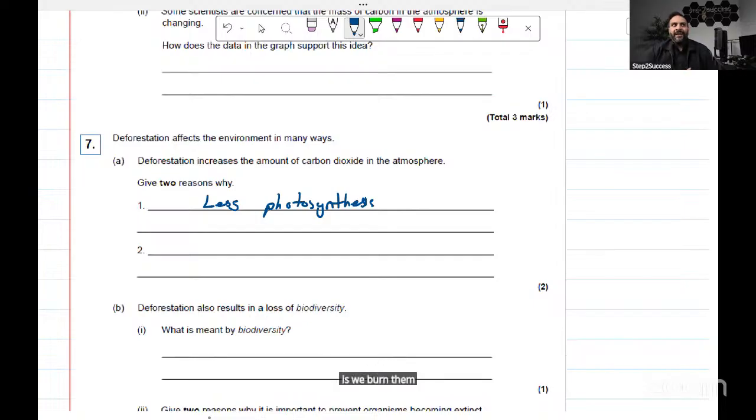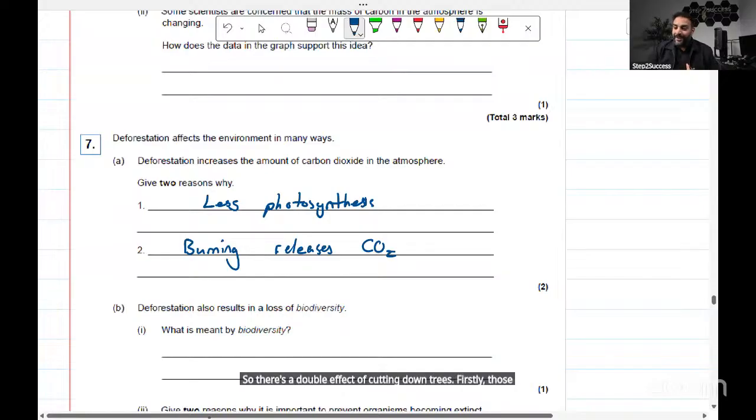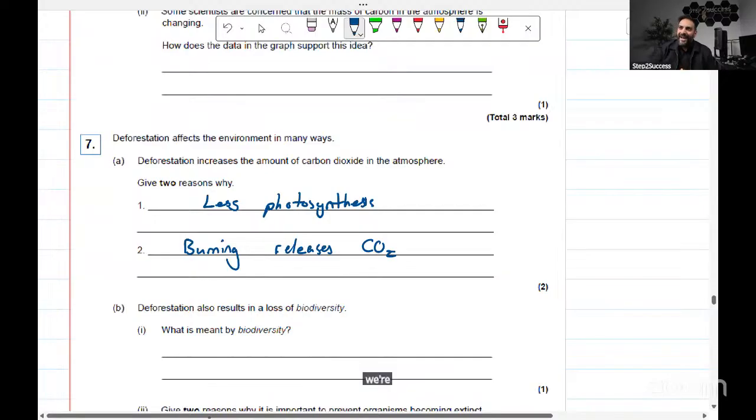And unfortunately, burning those trees also increases the amount of carbon dioxide. So there's a double effect of cutting down trees. Firstly, those trees are no longer taking in carbon dioxide, and secondly, we're burning them, which is then adding carbon dioxide. So it's bad. It's really bad.